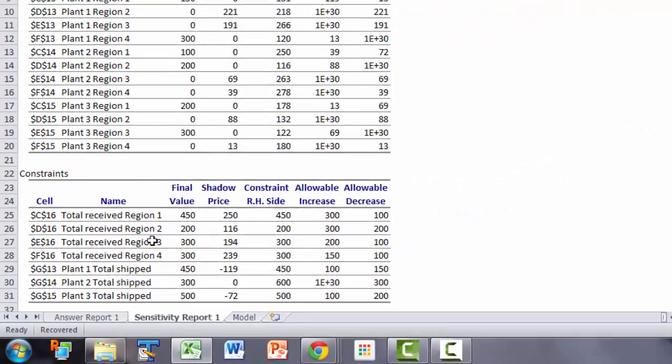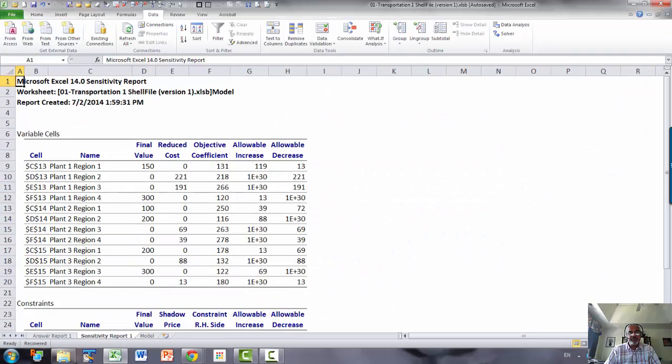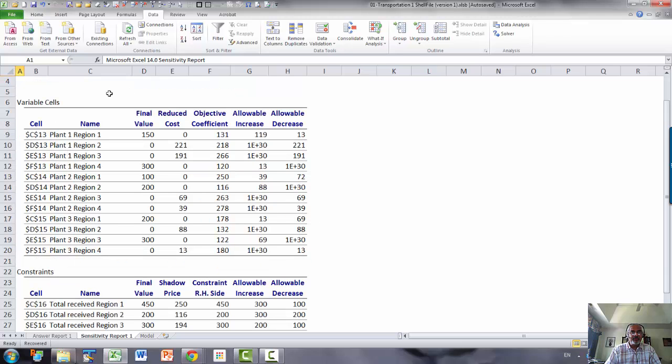And let's look at the sensitivity report. Sensitivity report, remember we discussed this way back in chapter 3. The first table gives you the sensitivity of the objective coefficients. This is the cost of transportation from plants to the different regions, and how much increase and how much decrease is allowed from that value for the current optimum solution to be optimum, or the current shipping plan to remain as the best shipping plan.